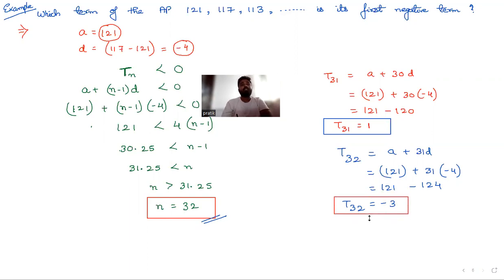And which term is that? It is nothing but the 32nd term, the position. And what is the value of that 32nd term? It is equal to minus 3. This is basically for your reference. I have done whatever I've done over here, because they didn't ask me to find the negative term. That first negative term is minus 3, but they asked me the position of that. They didn't ask me the value of that position.